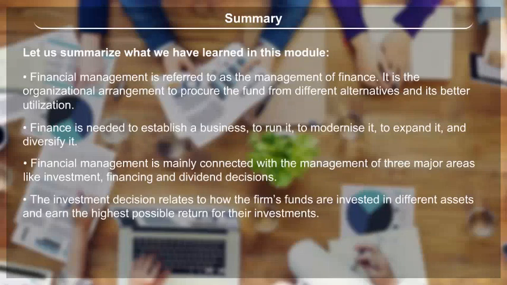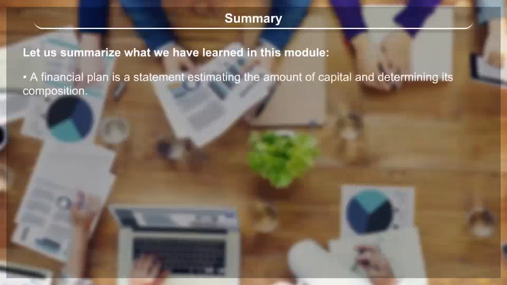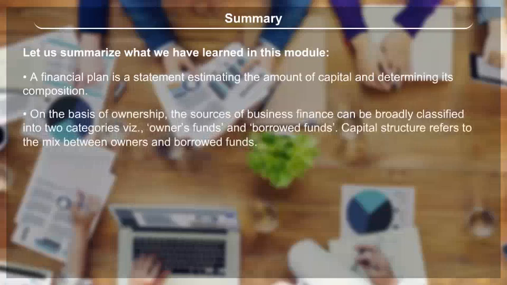The investment decision relates to how the firm's funds are invested in different assets and earn the highest possible return for their investments. Dividend is portion of profit distributed to shareholders. A financial plan is a statement estimating the amount of capital and determining its composition. On the basis of ownership, the sources of business finance can be broadly classified into two categories, viz., owners' funds and borrowed funds. Capital structure refers to the mix between owners and borrowed funds.